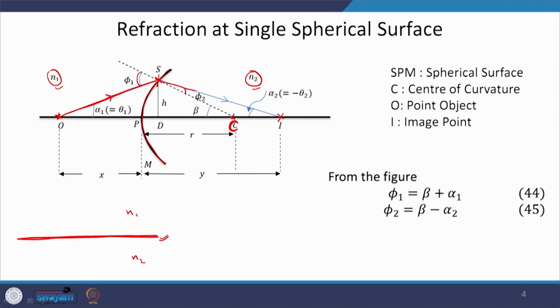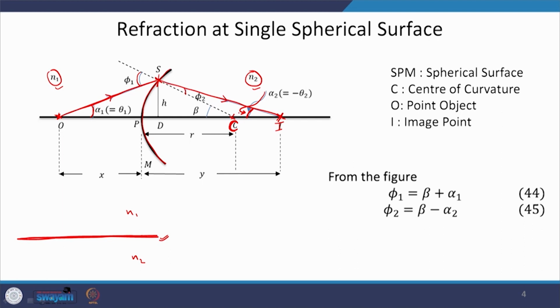Then by exercising Snell's law, we can also calculate the angle of refraction, which is phi 2 here. Once the angle of refraction is known, we can easily draw the refracted ray, which will ultimately fall at the image point. Now, let us assume that the incident ray, which is the OS ray, makes an angle alpha 1 with the horizontal, and the refracted ray makes an angle alpha 2 with the horizontal, alpha 2 is here.